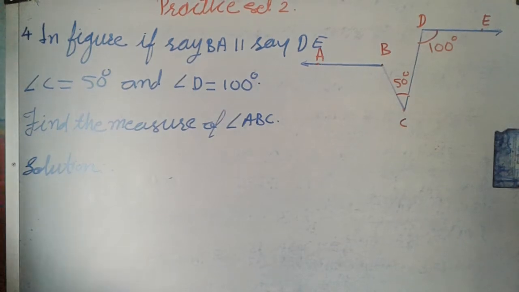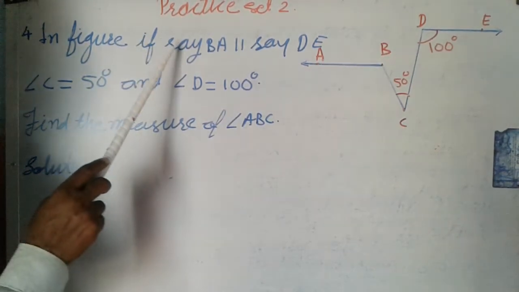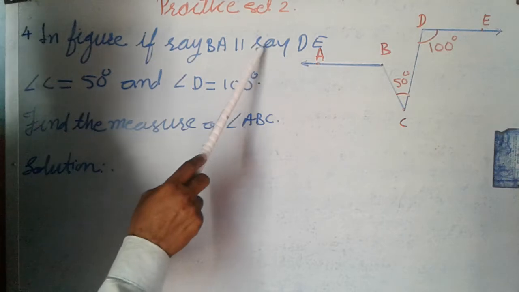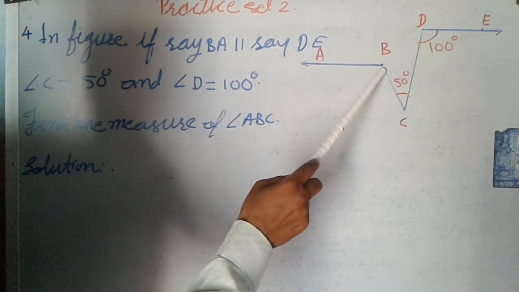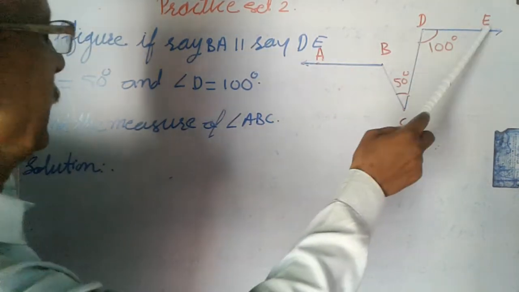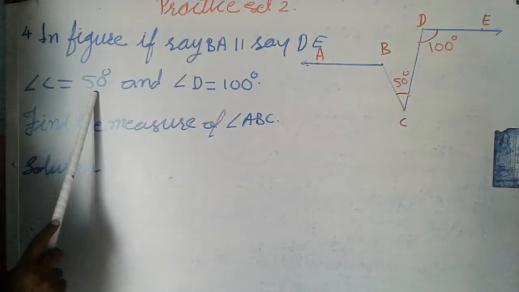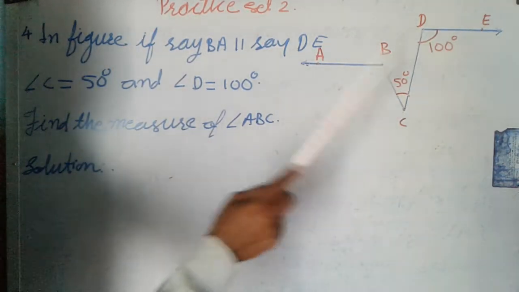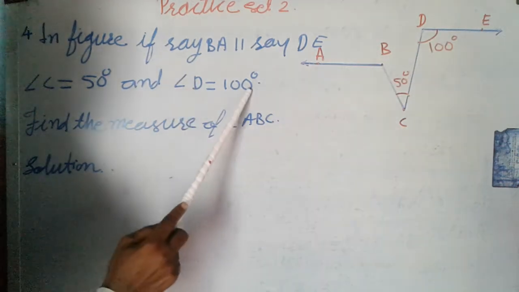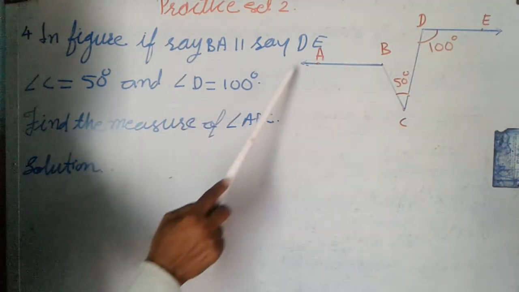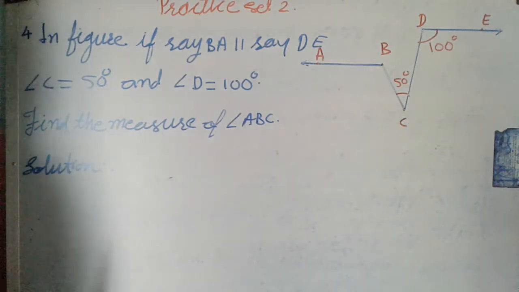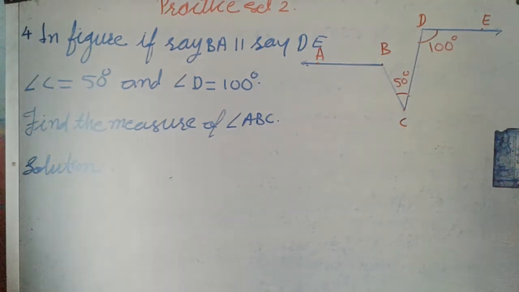Now question number 4. In the figure, if ray BA is parallel to ray DE, angle C is equal to 50 degrees, and angle D is equal to 100 degrees, find the measure of angle ABC. How to find the measure of angle ABC? Now here a hint is given for the construction. Hint: draw a line passing through C and parallel to line AB.